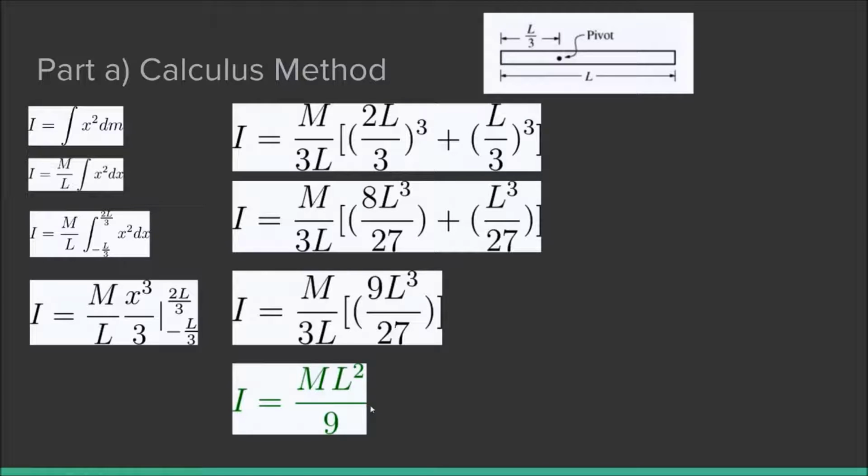This method's a little bit more drawn out, and it takes a lot longer, so I would not recommend it for the AP exam, but it's good to know how to do because it teaches you how to think about these rods and these extended bodies in terms of integral calculus.